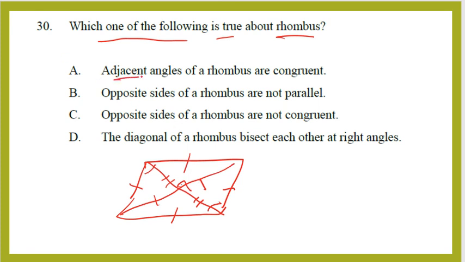A, adjacent angles. If you are talking about adjacent angles, they have to be supplementary. What does it say here? They are congruent. No, wrong. They are not congruent. Opposite sides have to be parallel, but here it says not parallel. No, they are parallel, like a parallelogram. And opposite sides of a rhombus are not congruent. Wrong. All of the sides are congruent, not only opposite ones. The last one, the diagonals of a rhombus bisect each other at a right angle, or perpendicularly. This is correct. So the answer will be D.